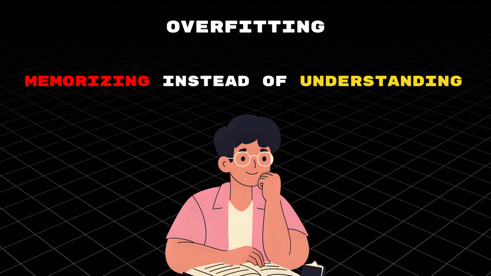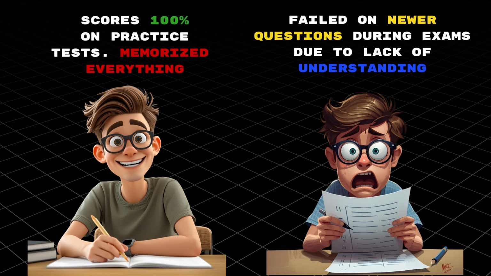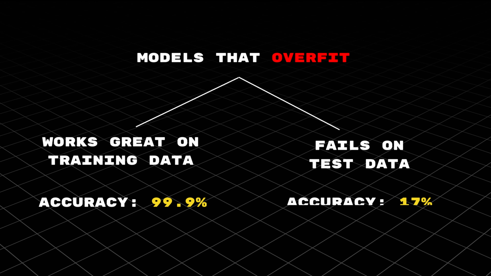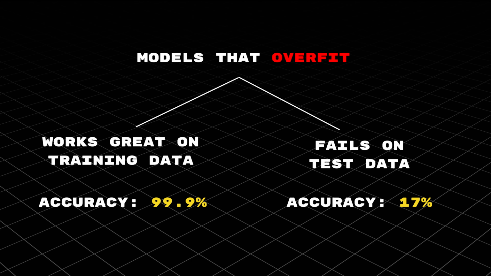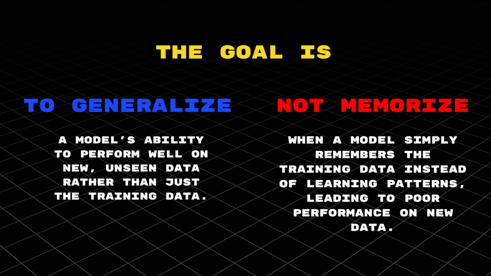Overfitting is like memorizing exam answers instead of understanding. The student scores 100% on practice tests, but fails when questions are new. Models that overfit work great on training data but fail in real life. Regularization and early stopping help avoid it. The goal is to generalize and not just memorize.